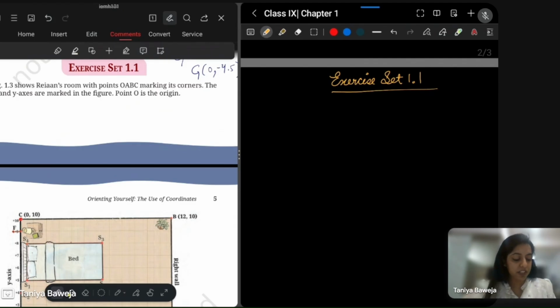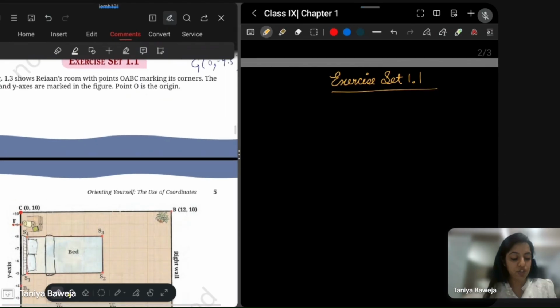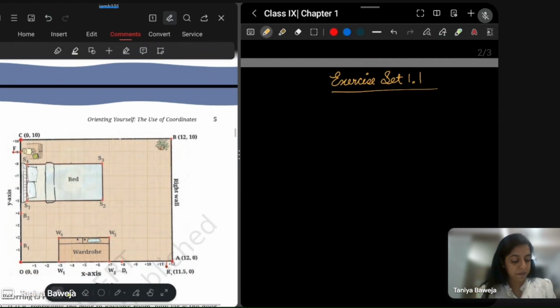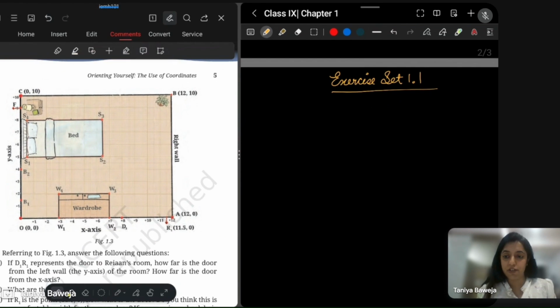Okay, we are given figure 1.3 which shows Rian's room with points O, A, B, C marking its corners. The X and Y axes are marked in the figure. Point O is the origin. So let's have a look at the figure. This is the figure that's given to us. So O, A, B, C represent his room. Referring to figure 1.3, answer the following questions.